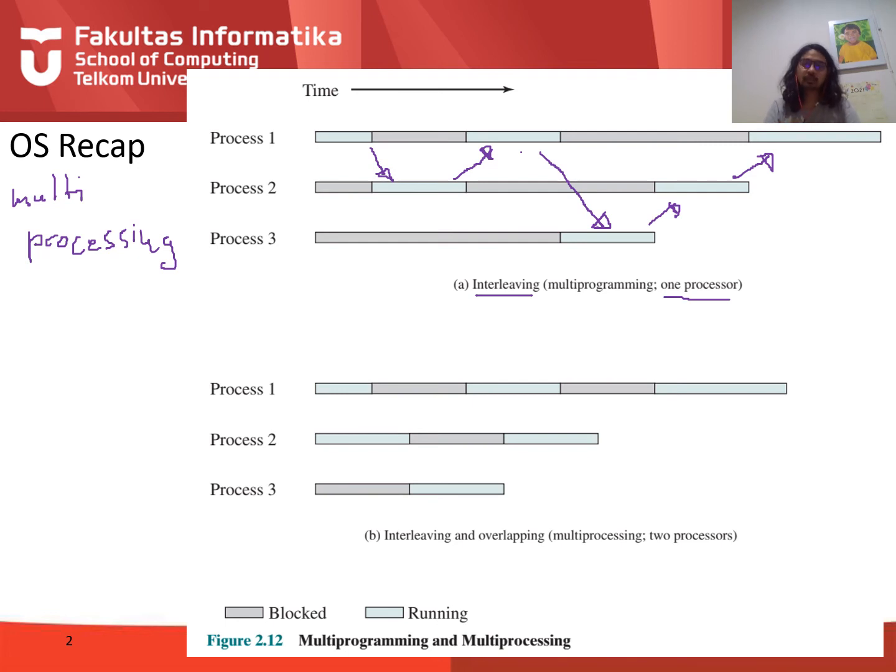But what if there are many processors in one computer or in a computer network? Then it doesn't become interleaving, it becomes overlapping. So here we can see the green area is in the same time slot. So the conclusion is process 1 and process 2 are running at the same time. And by saying that, it is easily said that when process 1 and process 2 are running at the same time, this is called parallel processing.